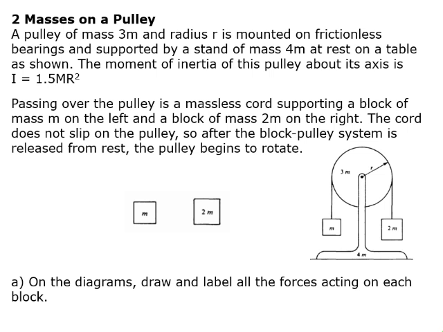The cord does not slip on the pulley, so after the block-pulley system is released from rest, the pulley begins to rotate. If we look at the masses, we recognize that the pulley is probably going to be rotating clockwise, so there's a very good likelihood that we're going to want to call that the positive direction. In part 1, on the diagrams, draw and label all the forces acting on each block. So we're specifically looking at just the hanging masses at the moment.